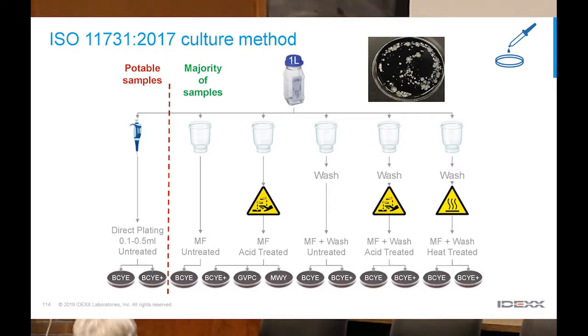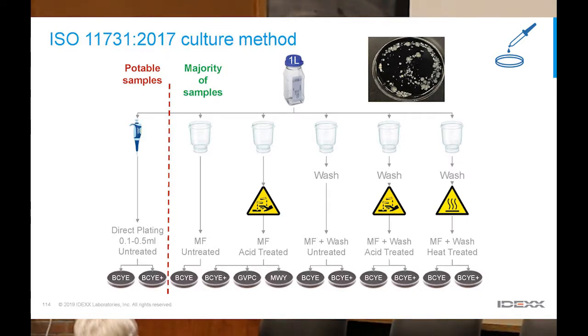If you have a sample that's maybe not so clean, there are manipulations to that sample that you do to get rid of some of the non-targets, some of the pseudomonads or the other Enterobacteriaceae or any of those other things, because you want just the Legionella growing on the plate as much as possible.